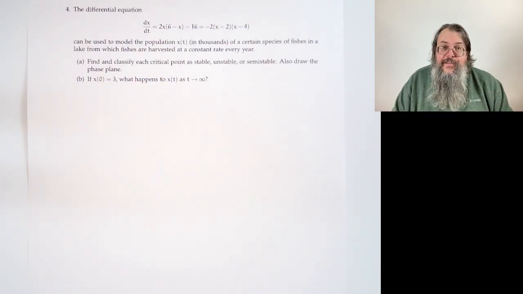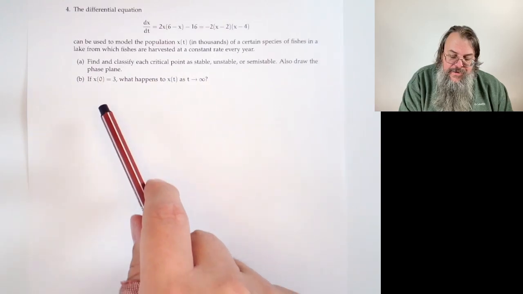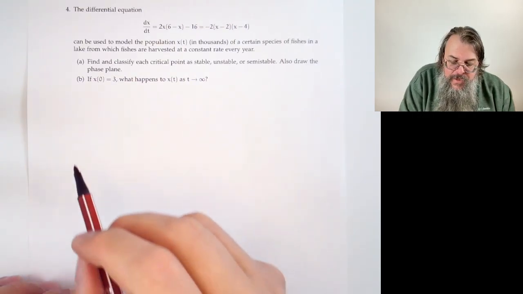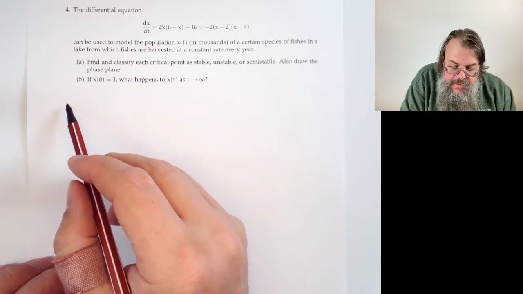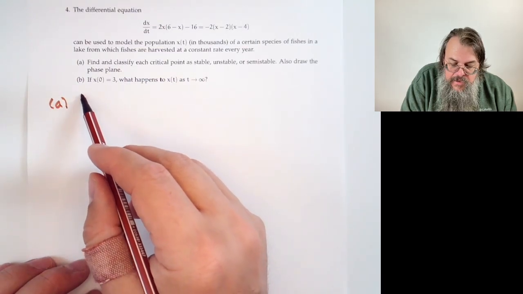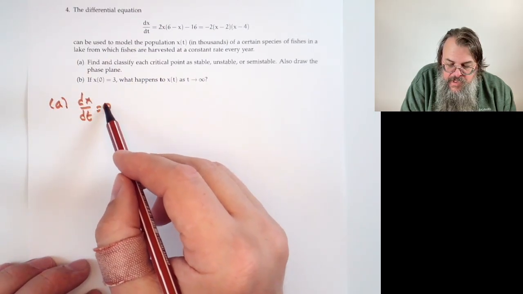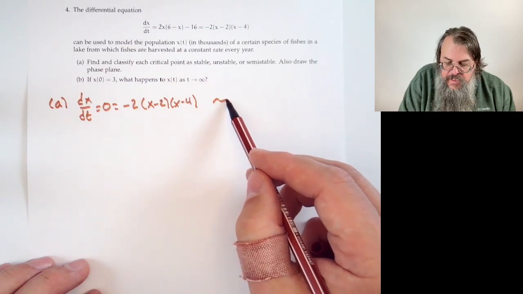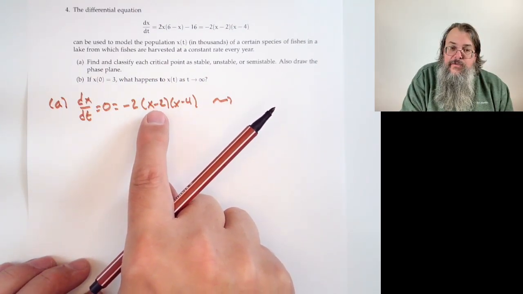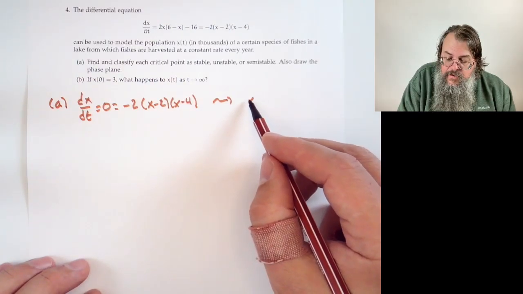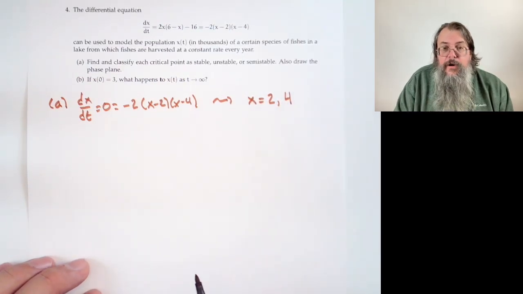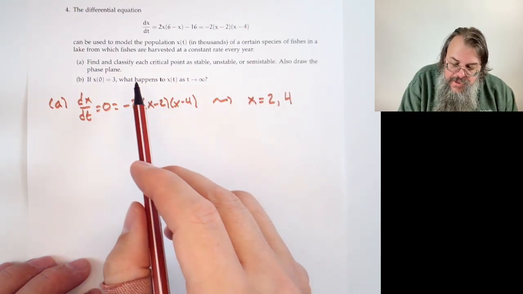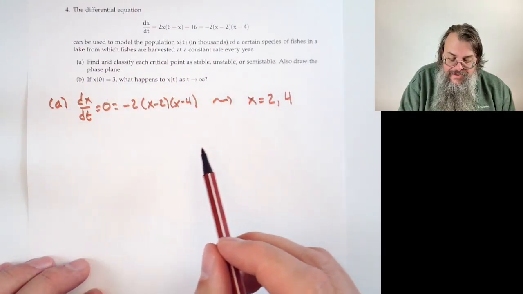Also draw the phase plane. And here I'm going to assume the phase plane means the phase diagram, so it's one-dimensional. First off, find. For part A, you set dx/dt equals 0. That means you have minus 2 times (x minus 2) times (x minus 4) equals 0. The only way it can be 0 is if one of these pieces is 0, and so our critical points are at 2 and 4. That's the find. To classify, I'm going to skip ahead and draw the phase diagram.